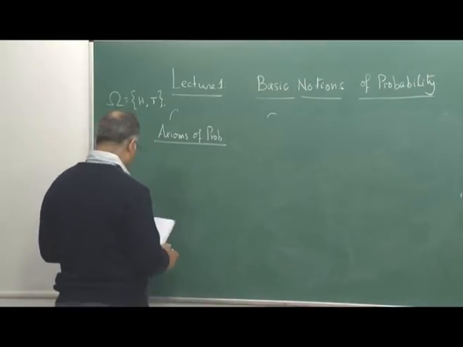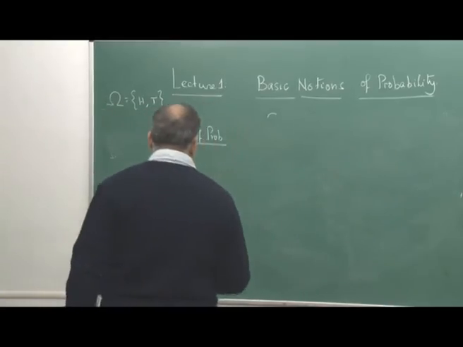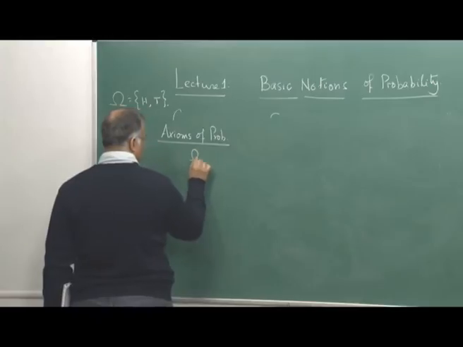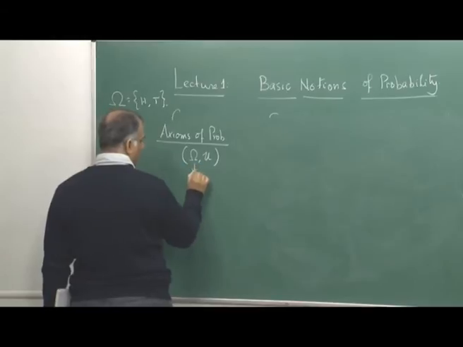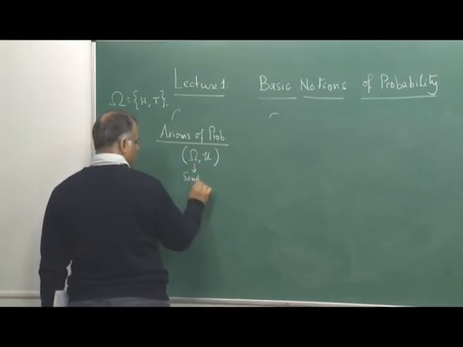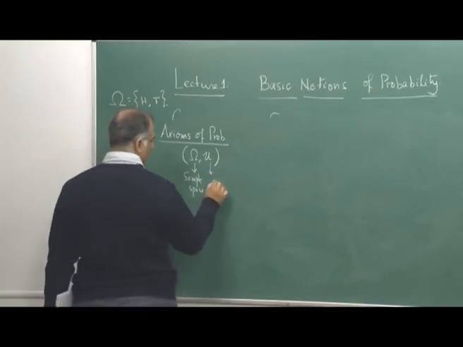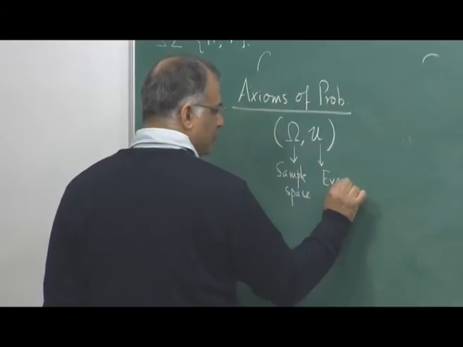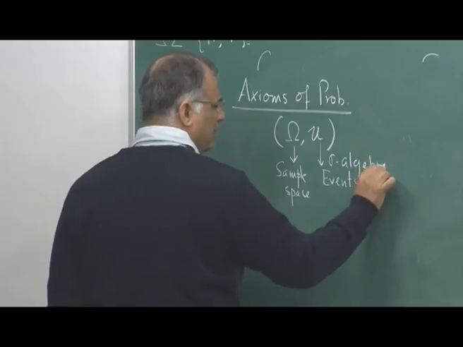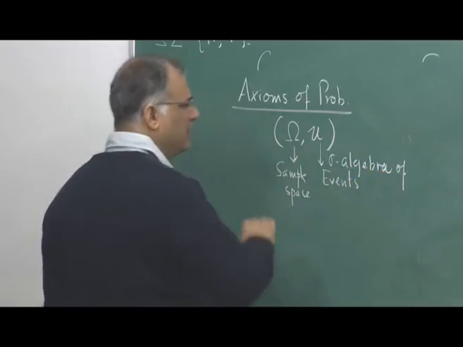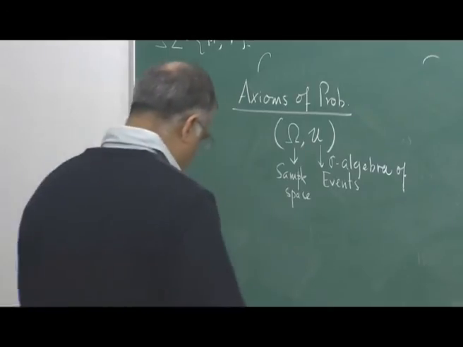Once you try to talk about probability, you have a sample space and a sigma algebra of events associated with it. So, to begin with, you should have a sample space and you should have a sigma algebra of events. This is given to you, this has to be known; without this nothing can be done.